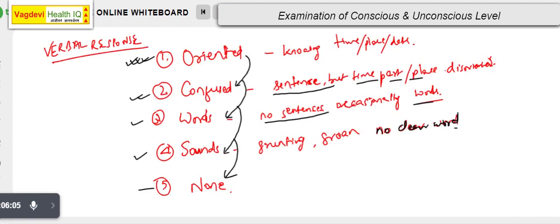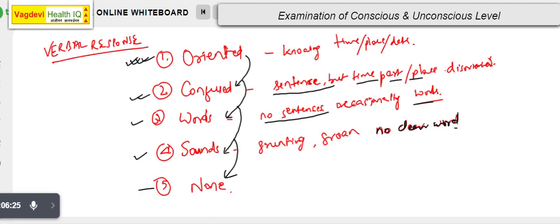Then verbal response: oriented, in that case knowing the time, place, date, hospital, everything. If not able to know, then you have to see whether he or she is able to make sentences. But the time part, especially time and place, will be disoriented. Okay, then words.